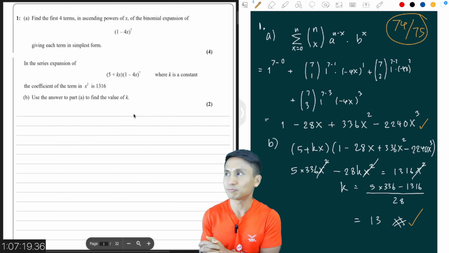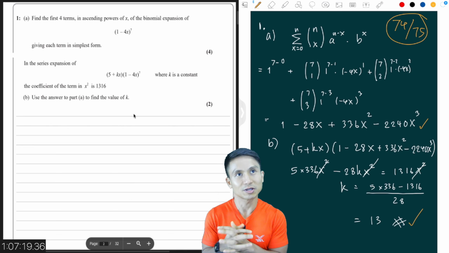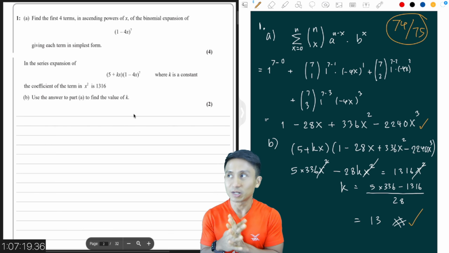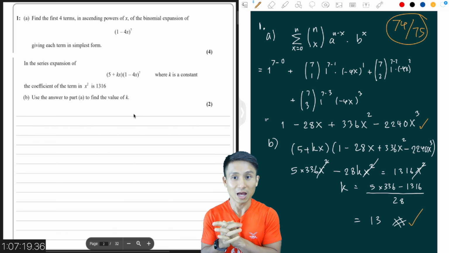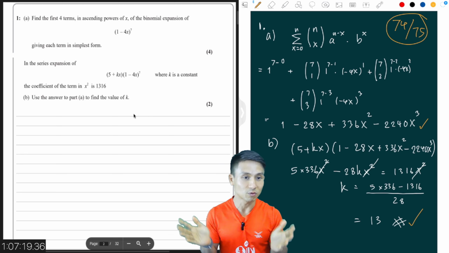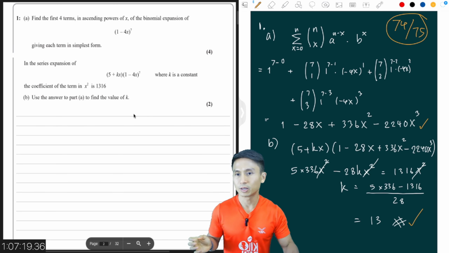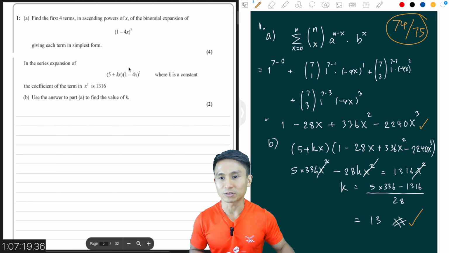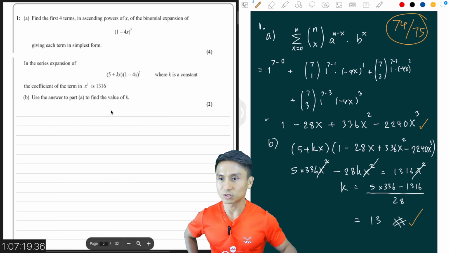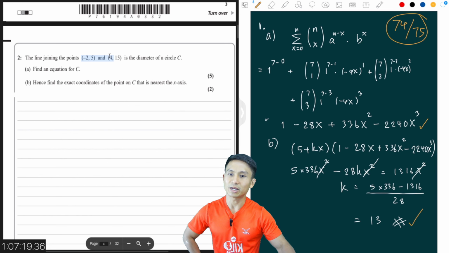Compared to previous years, at least January 2025 was also a bit easy, but November might be hard, right? So the November 2024 and the June 2024 might be harder. So this first one is fine, binomial expansion, and then you need to use the answer from the previous part and compare the coefficients.